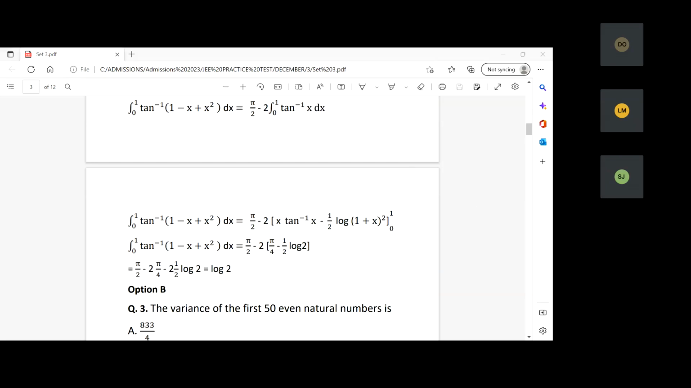Can we move towards the next question? I hope everybody got the answer. I think some students have typed option B. Yes, it's option B. The answer is option B. It's correct.